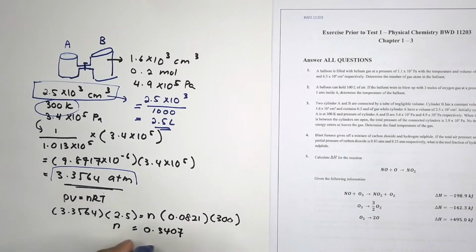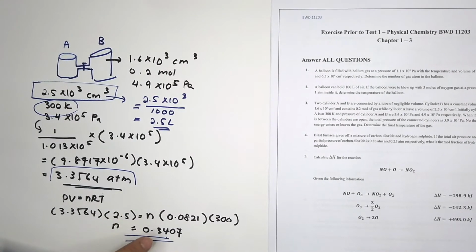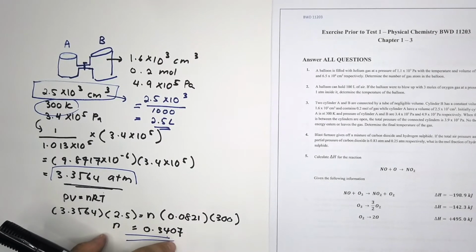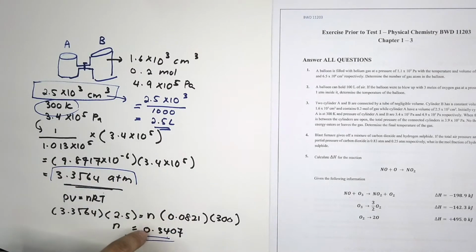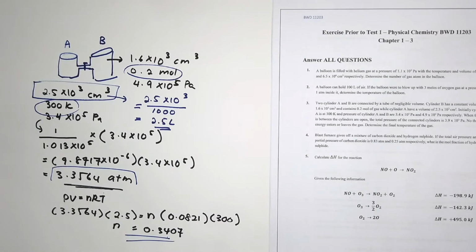0.3407. Another thing that most of you did is that you just calculate like this. You are going to miss 1 point because you need to show me how you get to n. You need to write 8.391 divided by 24.63, then only you give me the final answer. So you already get the number of moles for cylinder A, which is 0.3407. Given in the question, the number of moles in cylinder B is 0.2.